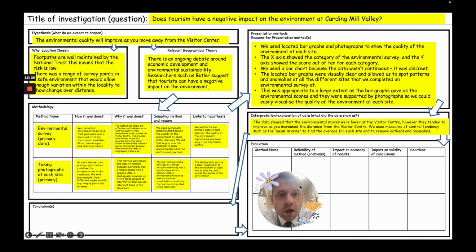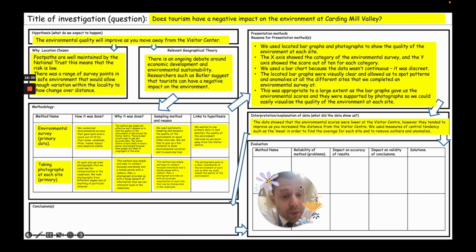Alright? So, this is what I've written. The data showed that the environmental scores were lower at the visitor centre. However, they tended to improve as you increase the distance from the visitor centre. We use measures of central tendency, such as the mean, in order to find the average for each site and remove outliers and anomalies. Alright?